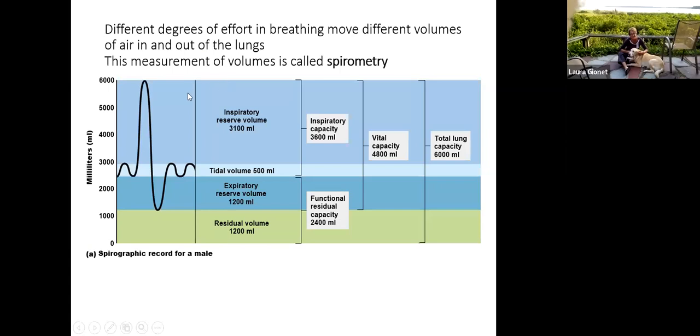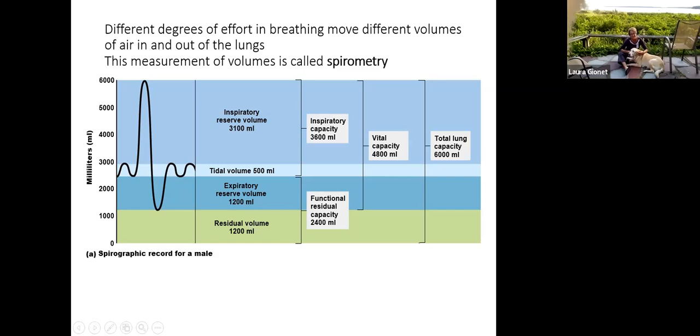In this slide, you can see the different degrees of effort in breathing move different volumes into and out of the lungs. This measurement is called spirometry. So this image, if this works better for you to see, that's fine. You can see where your tidal volume is, your inspiratory reserve volume, your expiratory reserve volume, and your residual volume.